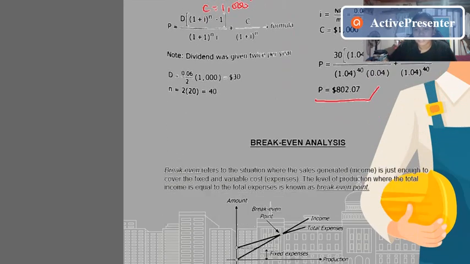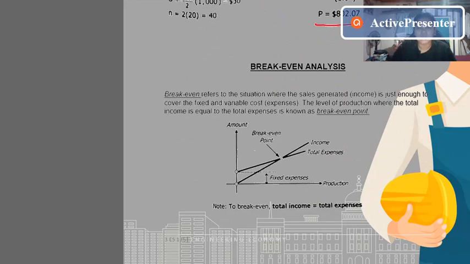Let's proceed to our last topic in our final, which will be break-even analysis. Break-even analysis refers to the situation where the sales generated or the income is just enough to cover the fixed and variable costs or the expenses. The level of production where the total income is equal to the total expenses is known as the break-even point.